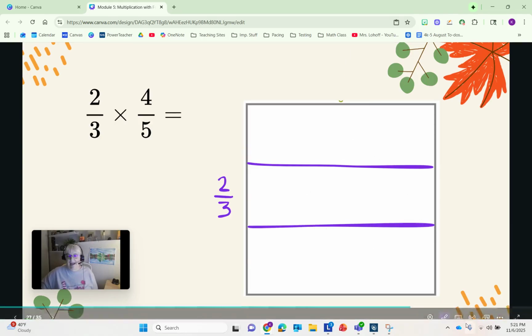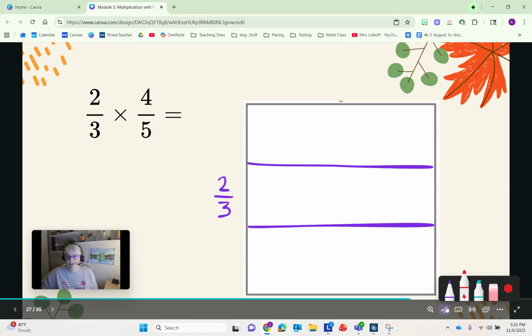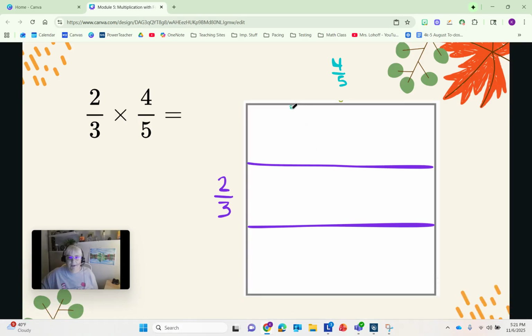And on this side, I should change colors here. Come on, pen. There we go. 4/5. So first I'm going to divide it into the sections, and then I'm going to come back. So I'm going to do my best.